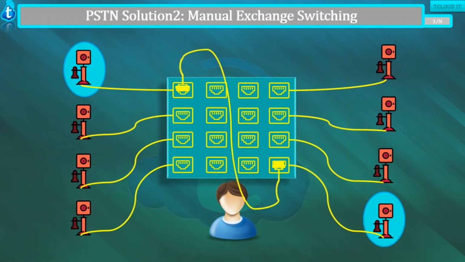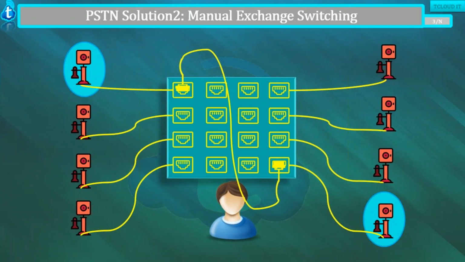So ultimately you have made the circuit, you have made the loop, and you will be able to communicate with the other device. But this circuit would be there only for the duration when these two users are communicating with one another. After the communication is finished, the circuit will be removed by the operator in the middle.